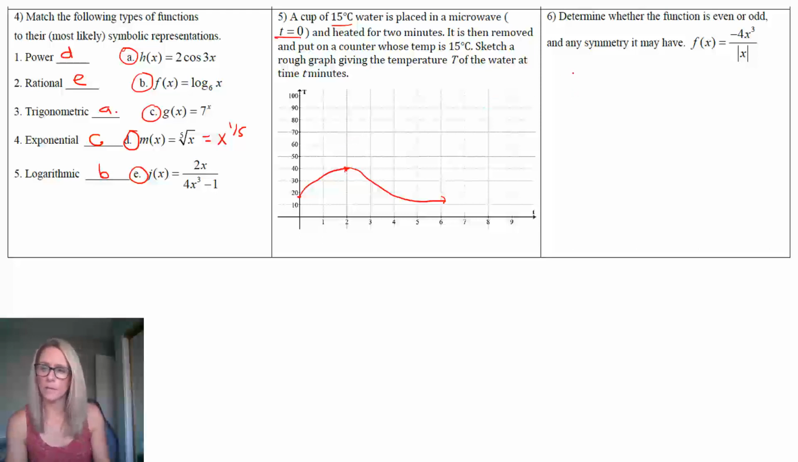Let's take a look at number 6. See if you can do that on your own, because we have already done one. So you can pause and come back. That'd be a great idea.